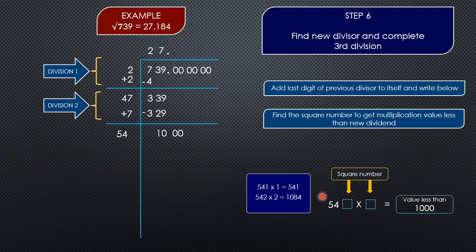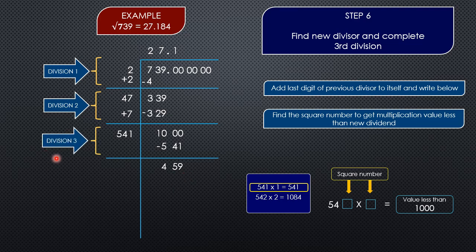541 into 1 is 541, which is less than 1000. Let's see if the next number is less than 1000. 542 into 2 is 1084, which is greater than 1000. So write 1 in the divisor, 1 in the quotient, and its multiplication value 541 below the dividend 1000. Subtract 541 from 1000 and write 459 as a remainder. That completes the third division.